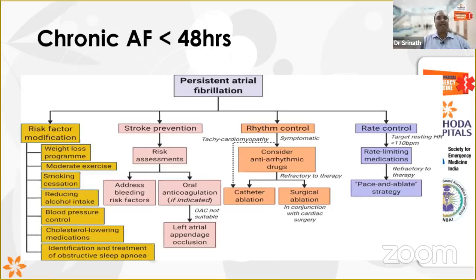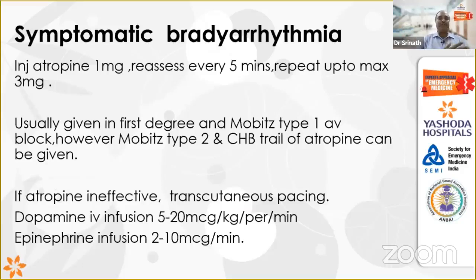In Mobitz type 2 or complete heart block, atropine is only a trial drug before you start a pacemaker for the patient. If atropine is ineffective, then please consider transcutaneous pacing. Until you get your transcutaneous pacing ready, 2 drugs are important. One is dopamine, starting at 5 to 20 micrograms per kg body weight per minute, titrating up or down as needed. The second important drug is epinephrine, 2 to 10 micrograms per minute. These are the two drugs you have to keep ready and start giving before the pacemaker is ready and you pace the patient.